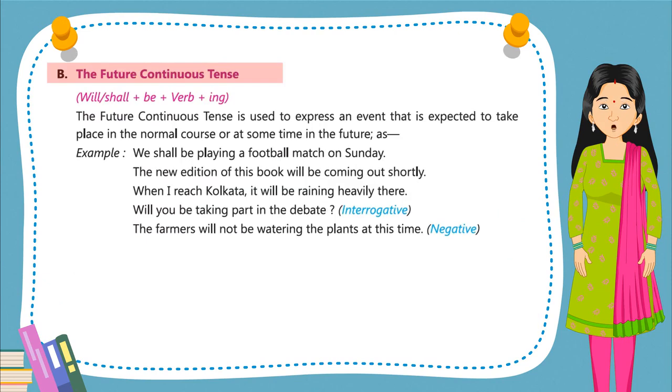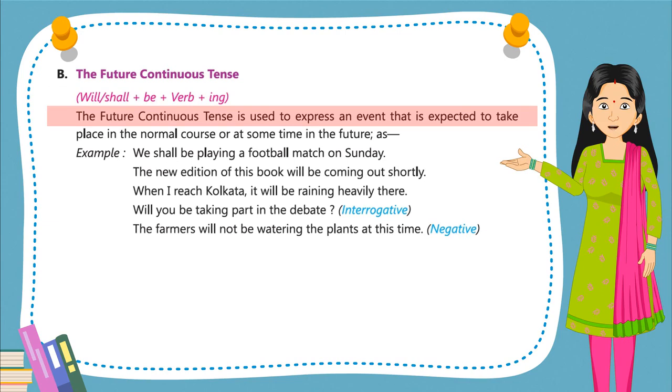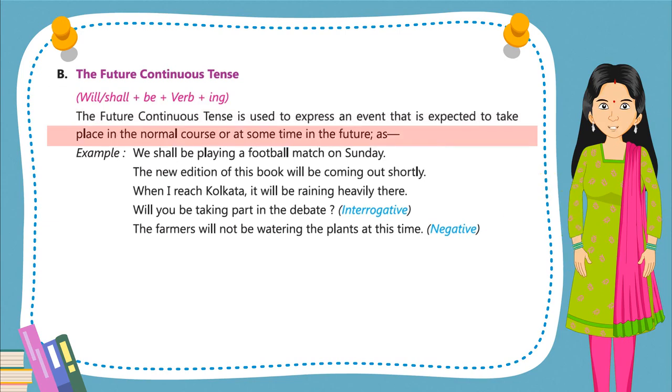B. The future continuous tense. Will/shall plus be plus verb plus ing. The future continuous tense is used to express an event that is expected to take place in the normal course or at some time in the future.